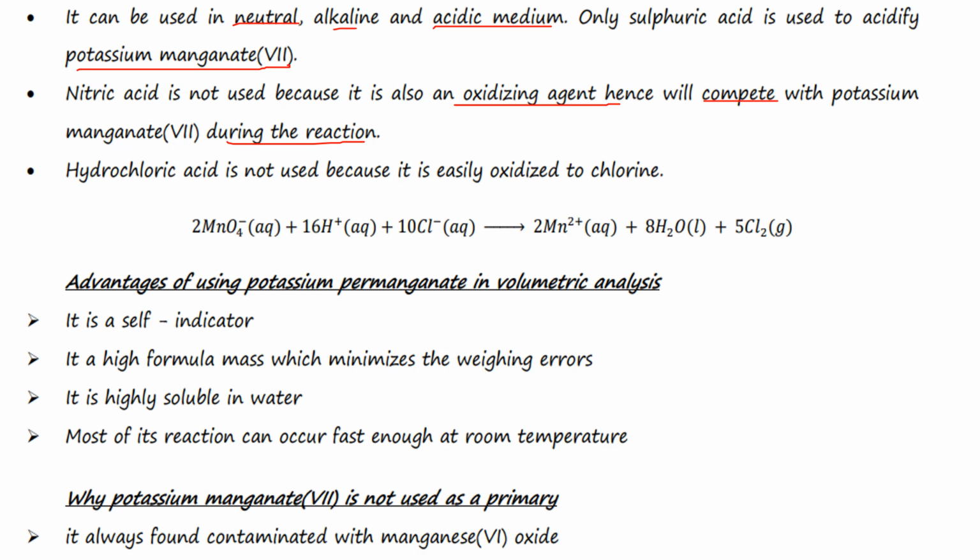Now you may ask, what about hydrochloric acid? Hydrochloric acid is not used simply because it is going to be easily oxidized to chlorine. Like I told you, when you're preparing chlorine in O-level, you used to get potassium permanganate and then you add it to hydrochloric acid. So that reaction, we don't use hydrochloric acid because, and this is a very common question in mock exams, hydrochloric acid is easily oxidized to chlorine gas.